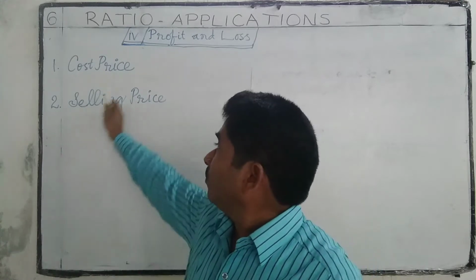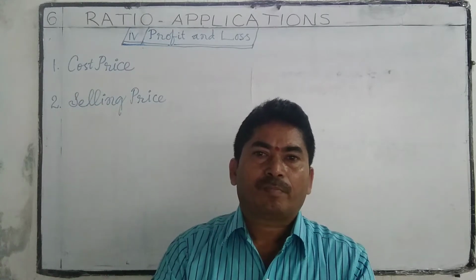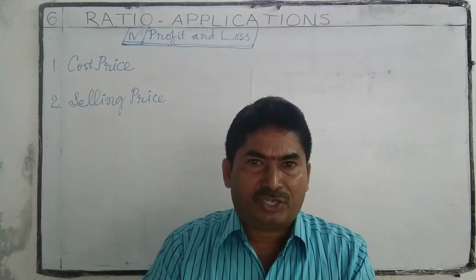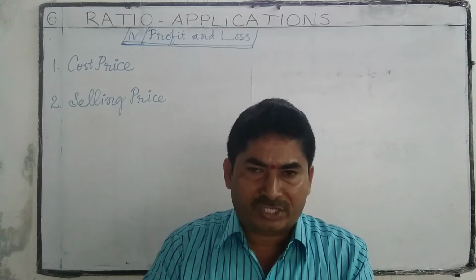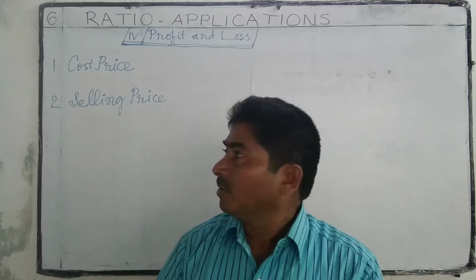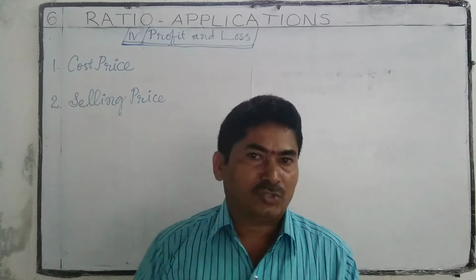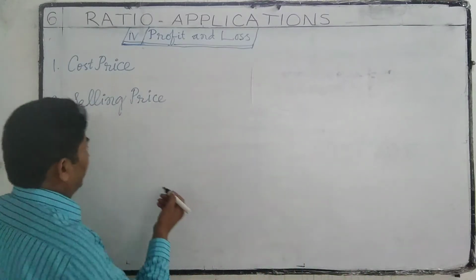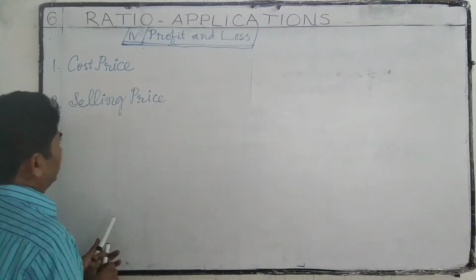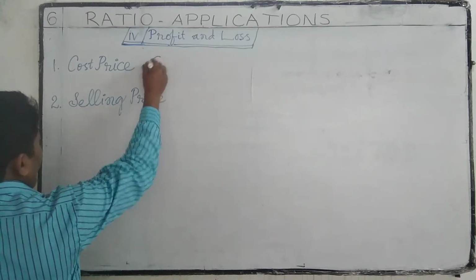First, what is a cost price? The price at which an article is purchased is called cost price. Cost price is abbreviated as CP.